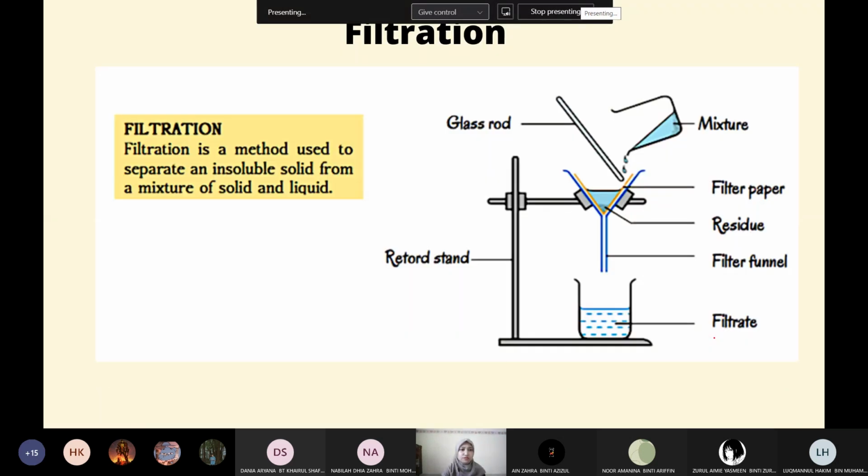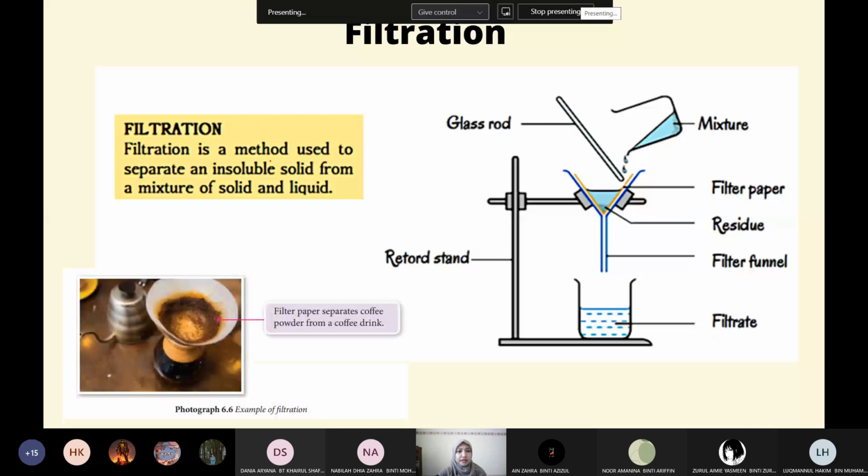Filtration. Filtration is a method used to separate an insoluble solid. Tadi yang first one tadi miscible liquid-liquid. Yang ini pula insoluble solid from a mixture of solid and liquid. Insoluble solid ni, it means something that cannot dissolve. Alright, so filtration is a method used to separate an insoluble solid from a mixture of solid and liquid.